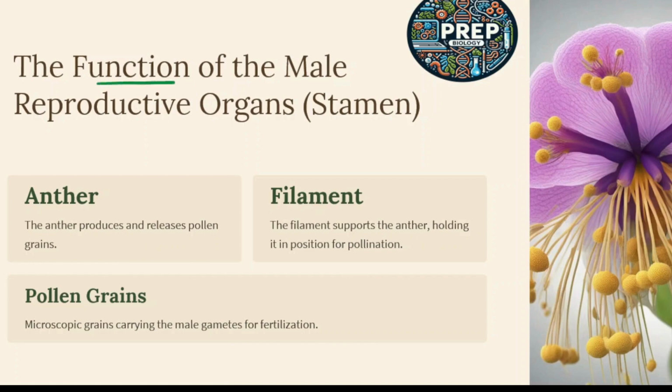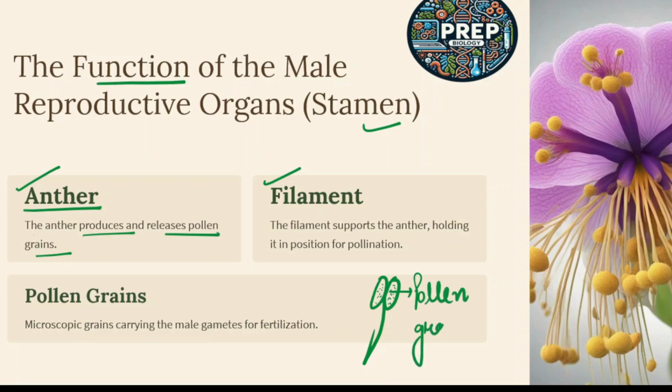Now let's discuss the function of the male reproductive part, that is the stamen or androecium. We have studied that it has the anther and the filament part. What is the function of the anther? The anther produces and releases pollen grains. This is very important. Inside the anther, we have a number of male gametophytes, that is called the pollen grains. Anther contains the pollen grains, that is the male gametophyte.